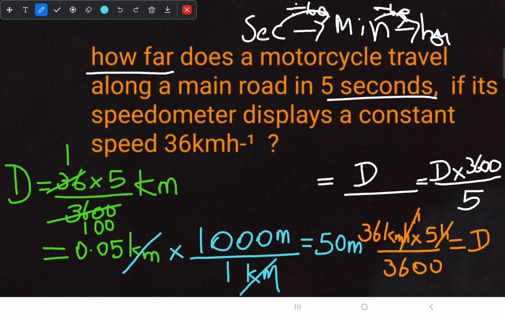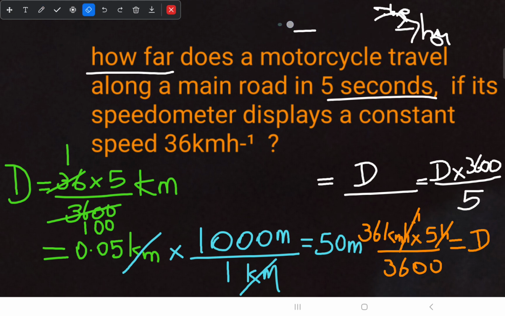Okay, this is the first way you have to do. What we did under this topic is just convert seconds into hours. You divide that by 3600 and substitute in the formula, speed equals distance upon time. In the formula, you substitute the time 5 upon 3600 hours and you will receive your answer like this. Otherwise, there is another method also possible.